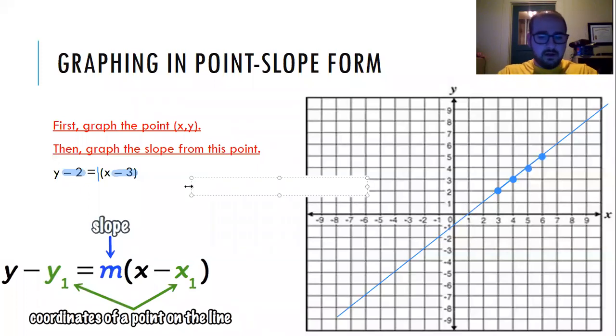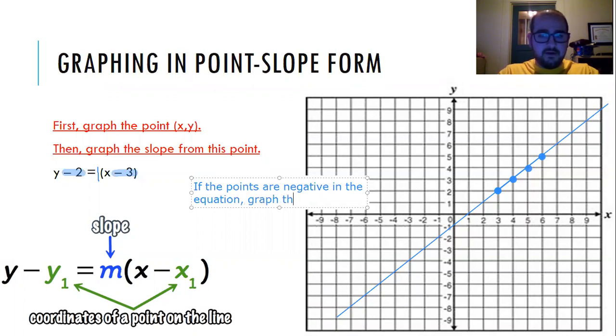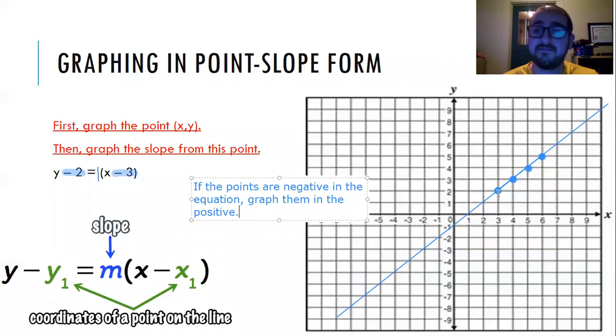Now I want to write you a note. If the points are negative in the equation, graph them in the positive. Just like we did here. It says minus 3, minus 2. We graph that as positive 3, positive 2. And then from that point, we graphed the slope. Up 1, over 1. Okay. If you need to write this down, I would do that now.